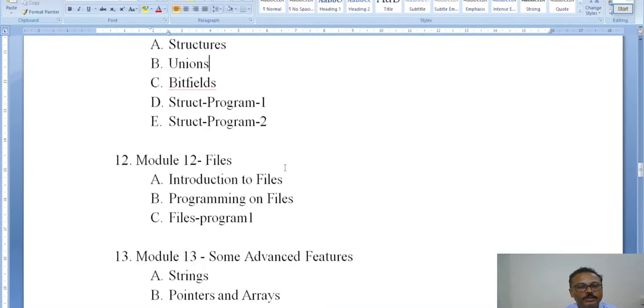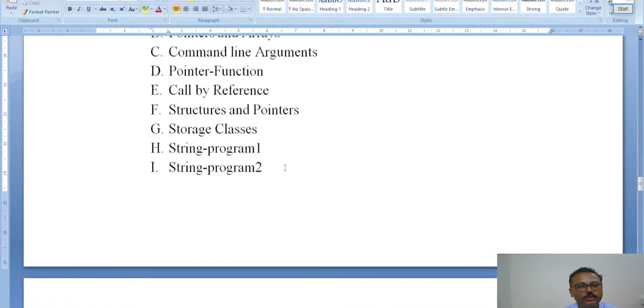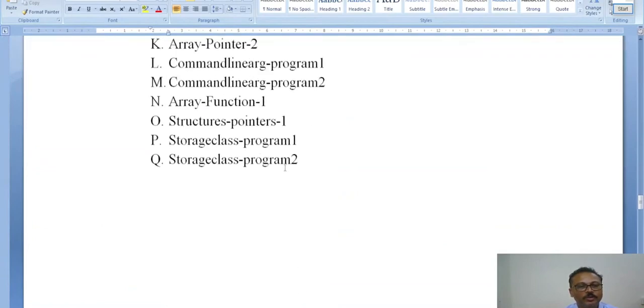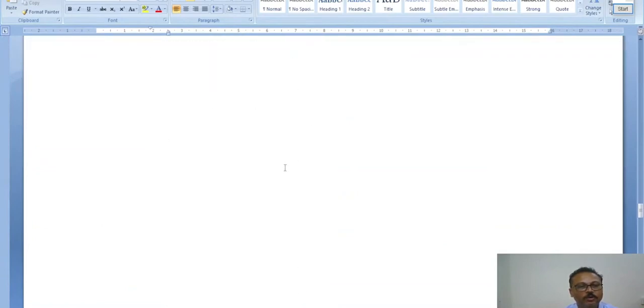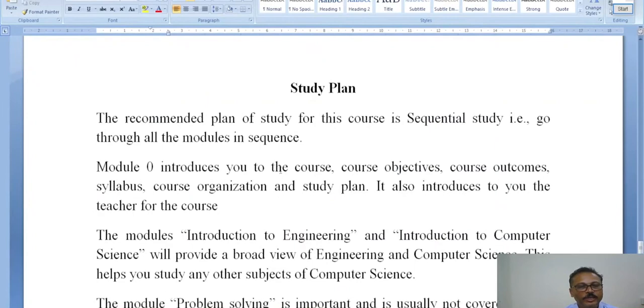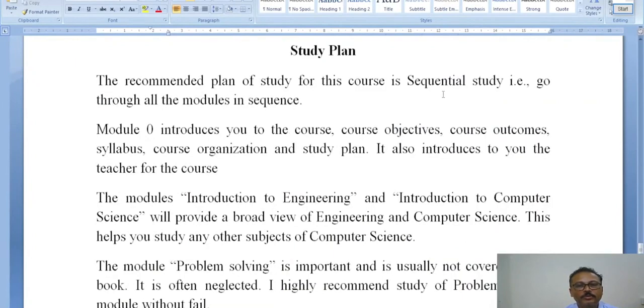This is the course organization. Please download this course organization and follow it. Coming to the study plan, I recommend you to study from module 0 to module 13.